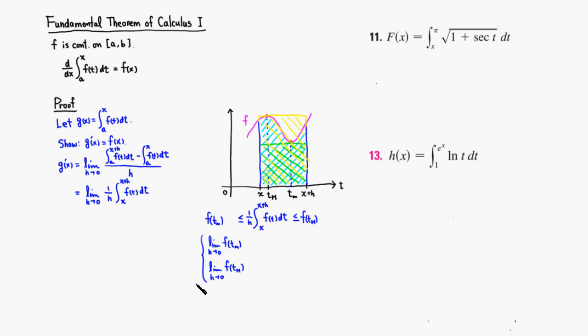All right. Then you can see that t sub capital M and t sub lowercase m is always between x and x plus h. So as h approaches 0, t sub capital M and t sub lowercase m approach x.